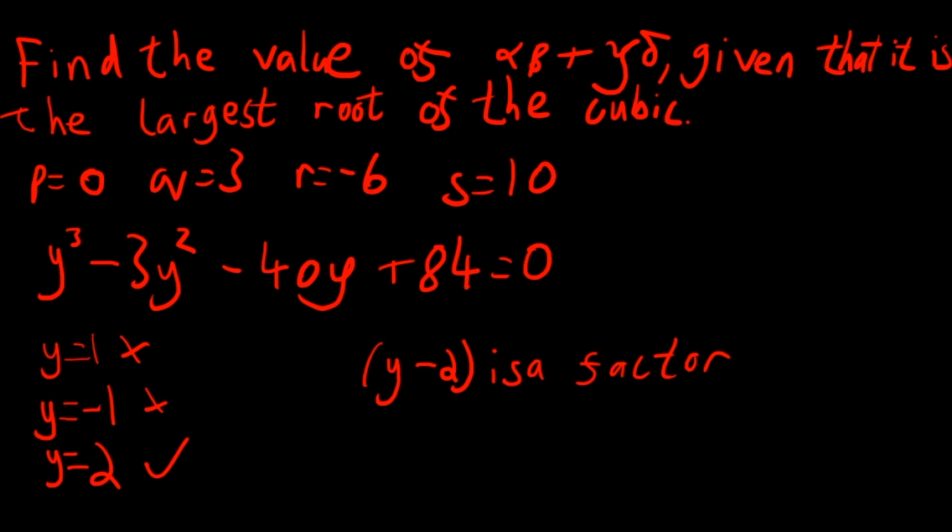So we can now start to factorize this expression. If we write y minus 2 here, close the brackets. Because we have a y cubed term, the first term in the second bracket must be a y squared with 1 as a coefficient. We can also work out the last value in the bracket, because minus 2 times that last value must be equal to 84. And so we must have minus 42 here.